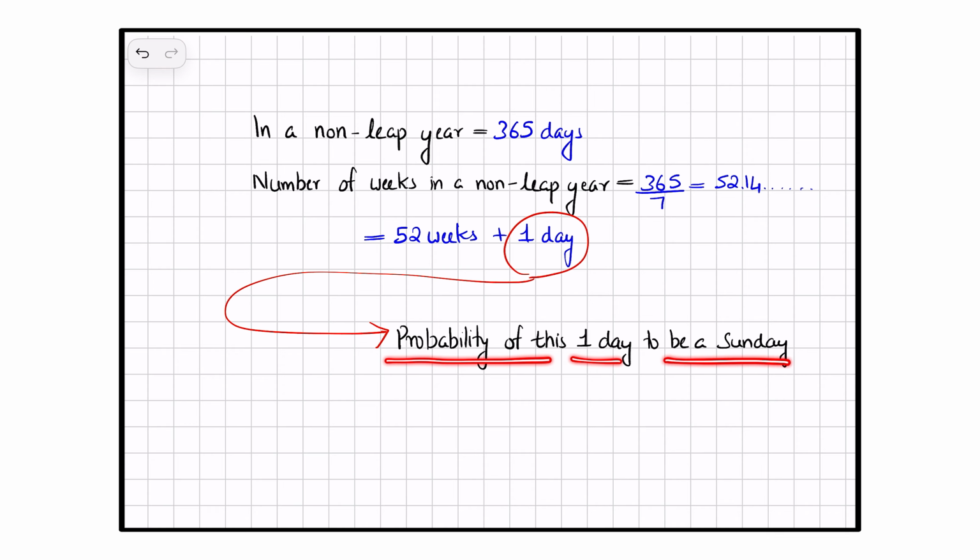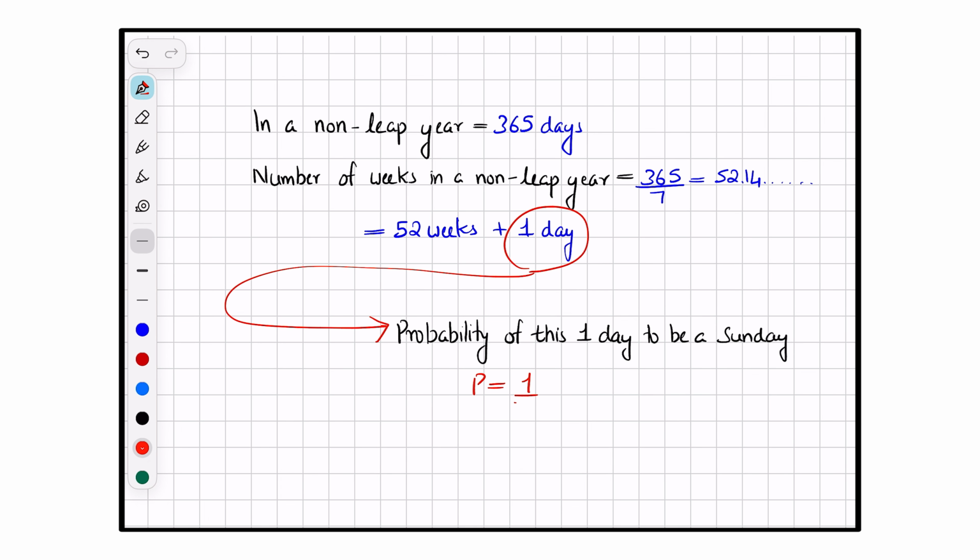So the probability of this 1 day to be a Sunday will be, how many possibilities are there for this 1 day? We have 7 possibilities, right? It could be Sunday, Monday, Tuesday all the way up till Saturday. So there are 7 possibilities, and what we need is Sunday. So this probability will be nothing but 1 by 7. We have 7 possibilities, that is all the 7 days of the week, and we need a Sunday, and we have only one Sunday per week, so the overall probability will be 1 by 7. So the answer is option A.